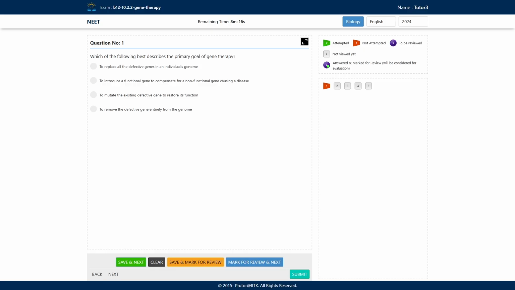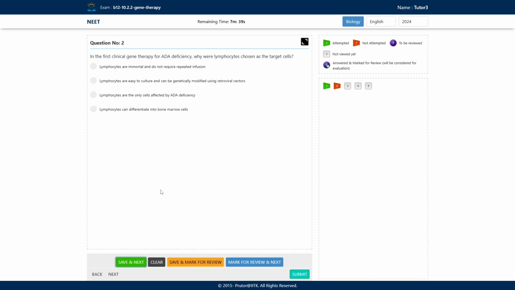So as you can see in the options, replacing all the defective genes in an individual's genome, no, this is not what gene therapy is used for. And we can't mutate the existing defective gene to restore its function. It's not like there is some mutation, we will go and correct that mutation and it will be fine. No. Neither can we remove the defective gene entirely from the genome. What we do is introduce a functional gene to compensate for a non-functional gene which is causing that disease.